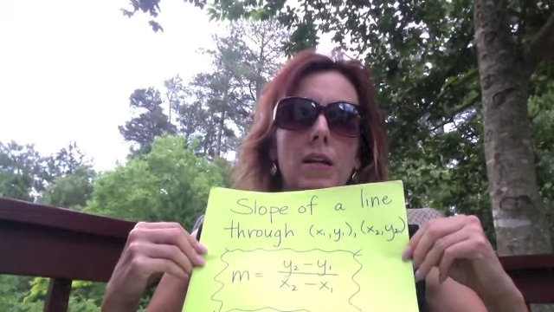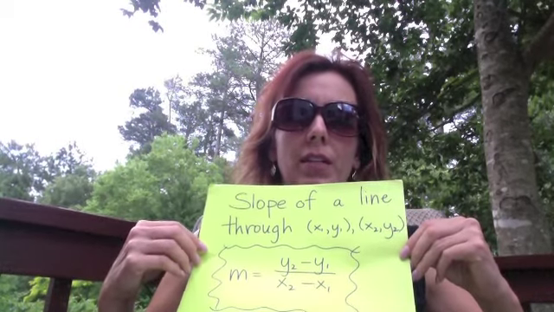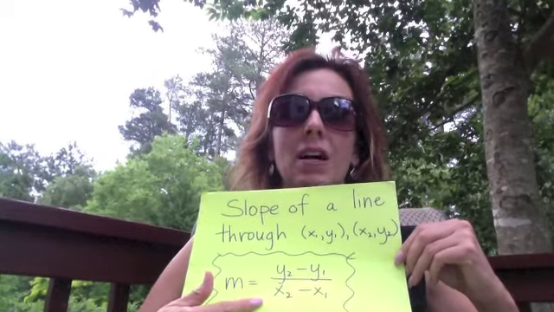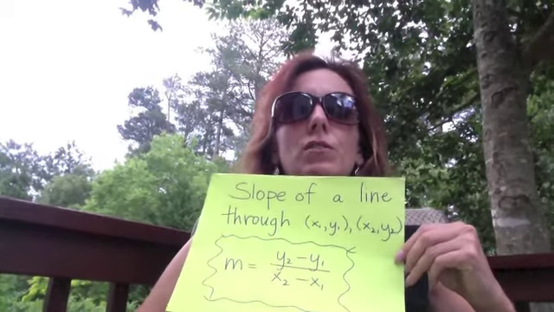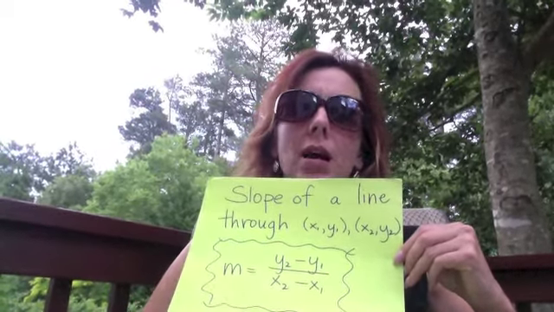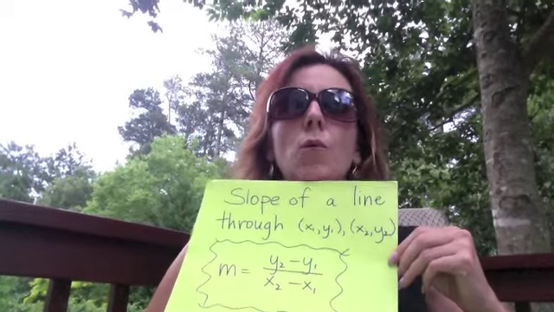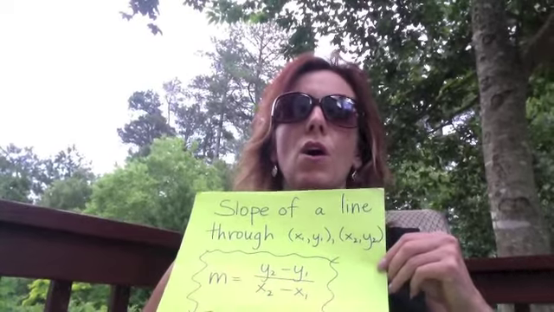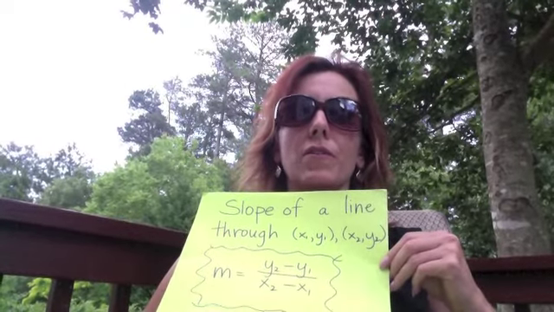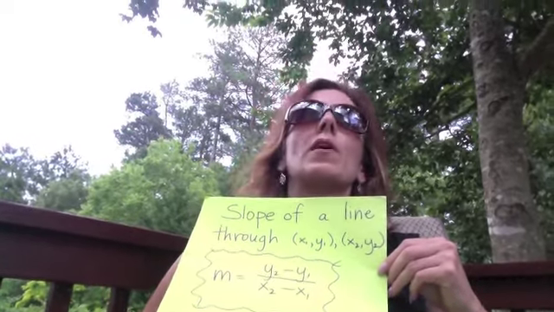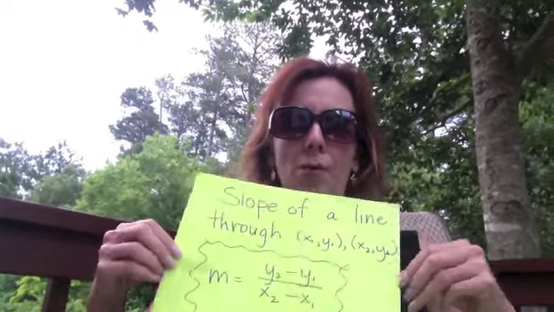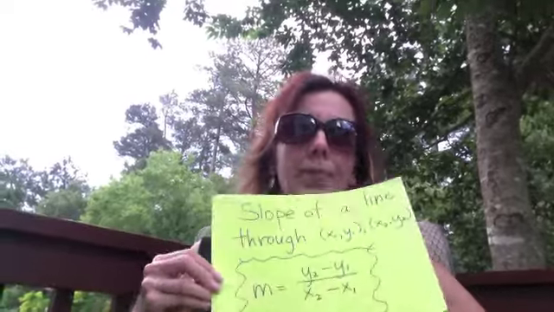Now notice that we have the difference in the y's on the top and the difference in the x's on the bottom. Often students will flip that around and put the x's on top. We don't want to see that. We want to see the rise, or the difference in the height of those points, over the run, or the difference in the horizontal distance. Okay, so this is something you definitely need to know. We're going to apply this in a little bit.